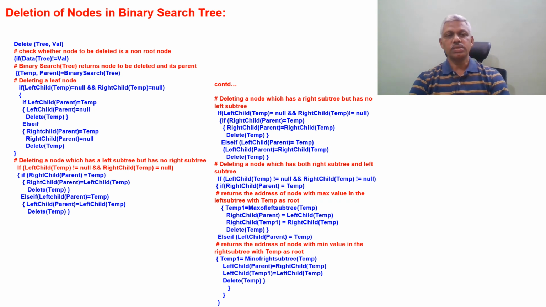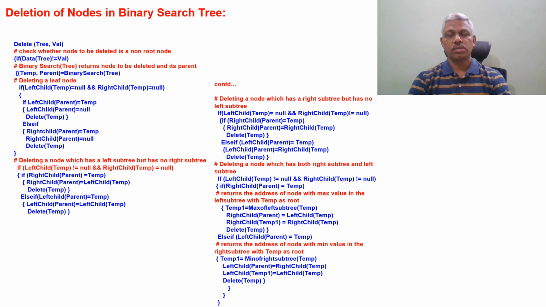These are the two cases in which there is either a left subtree or a right subtree for the given node to be deleted. Now, deleting a node which has both left and right subtrees. This is a peculiar case where if left child of temp is not equal to null and right child of temp is not equal to null, then again there are two possibilities: the left child of parent is equal to temp.